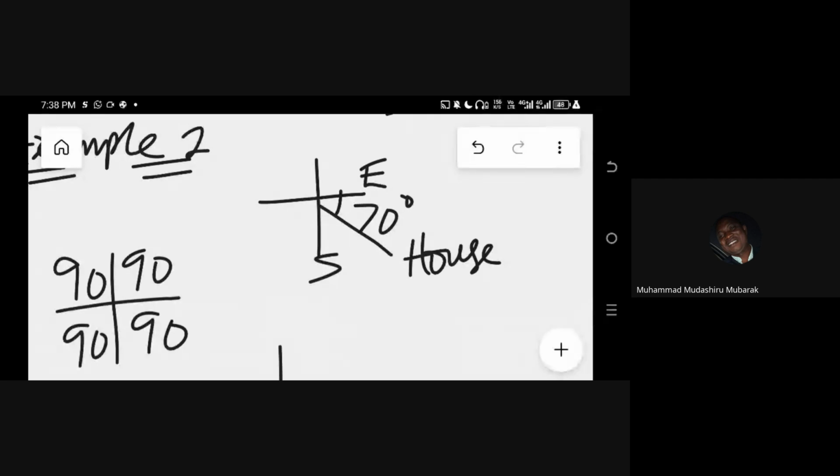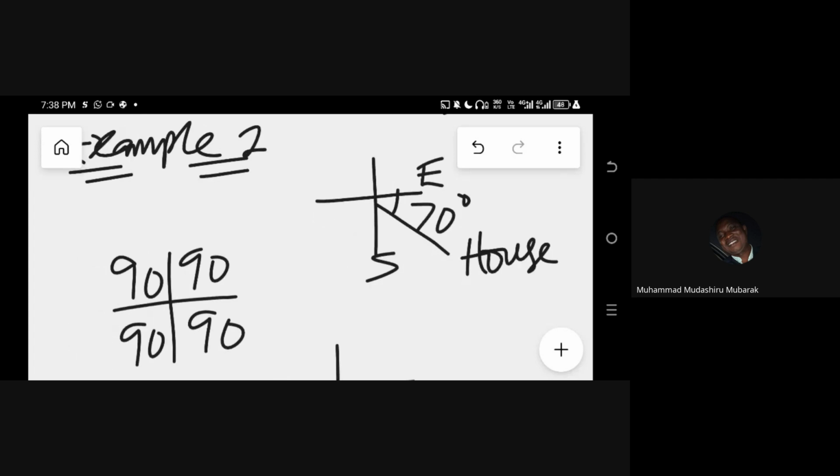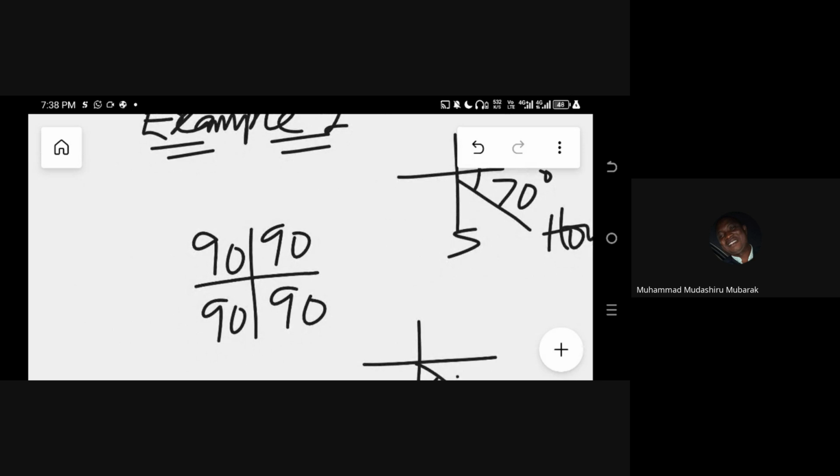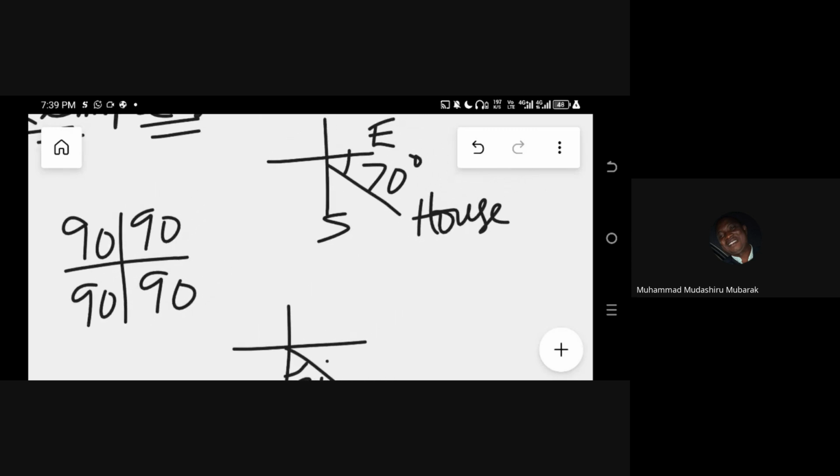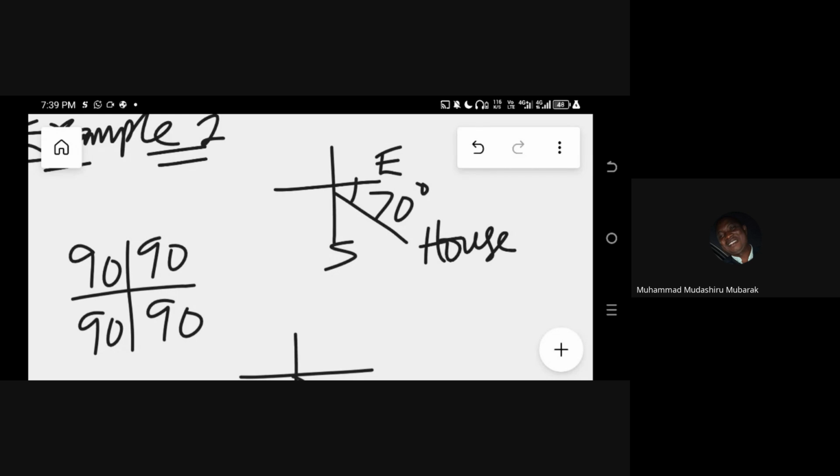Now if you know that you're supposed to have 90 degrees in each part here, what is that balance? Now that you have that top at 70, what is that balance that will now touch the south? What is the balance that should touch the south if each quadrant carries 90 degrees? Very good, 20 degrees.